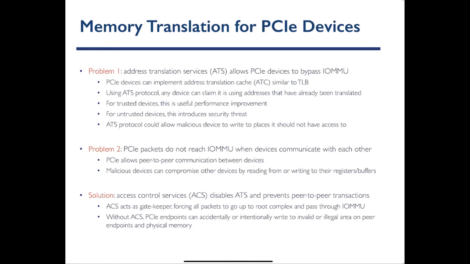And also, we don't allow point-to-point communications that don't go through the IOMMU. So if one device wants to talk to another device, it has to send its request to the IOMMU, and then the request gets routed to the other device by the IOMMU. And now if this access is not allowed, then the IOMMU can refuse the access.